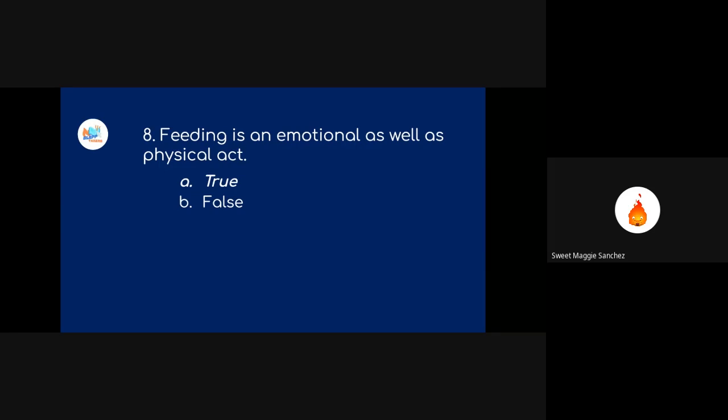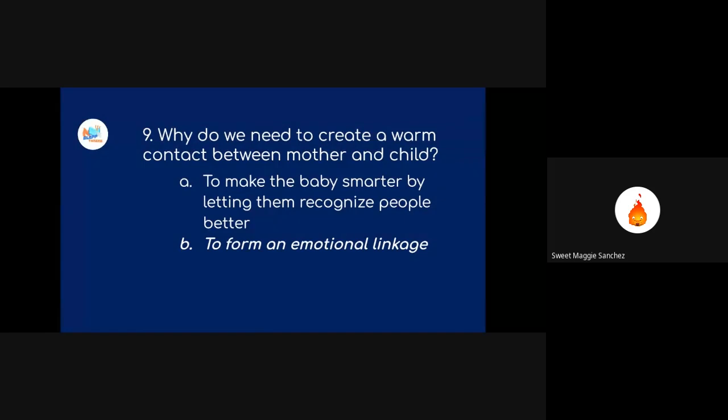Okay. For number 9, why do we need to create a warm contact between mother and child? So the correct answer is letter B, to form an emotional linkage. So syempre, babies need to feel safe, no? And protected from this world. So it's the best time to give them a sense of security. Kaya maggawa ka ng warm contact sa kid.